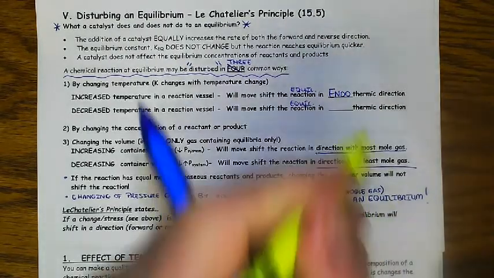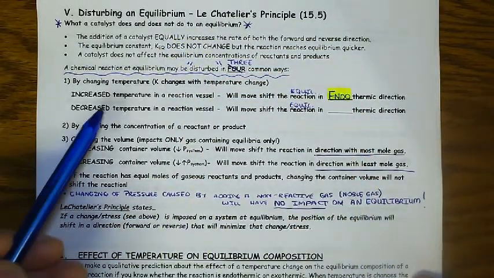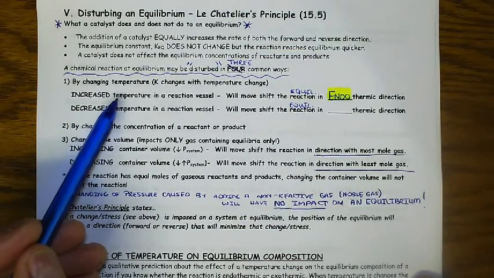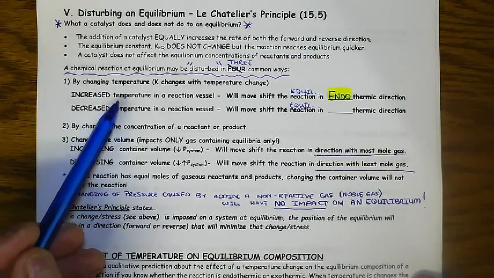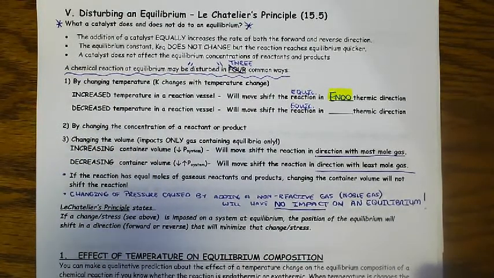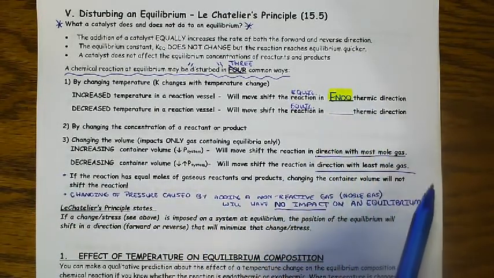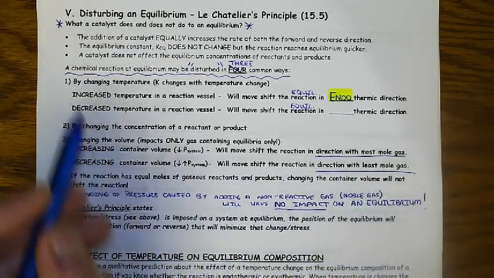So you want to remember endothermic direction if you increase the temperature, which should make sense because if you're increasing temperature, that means you added heat to the equilibrium system. And Le Chatelier says the reaction will respond to minimize that stress. So the reaction will respond in an endothermic direction to use up that heat that you added.